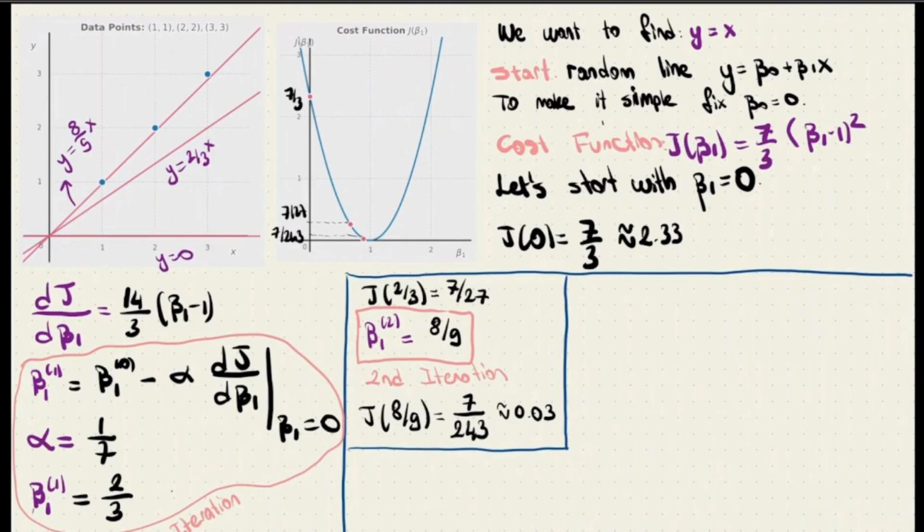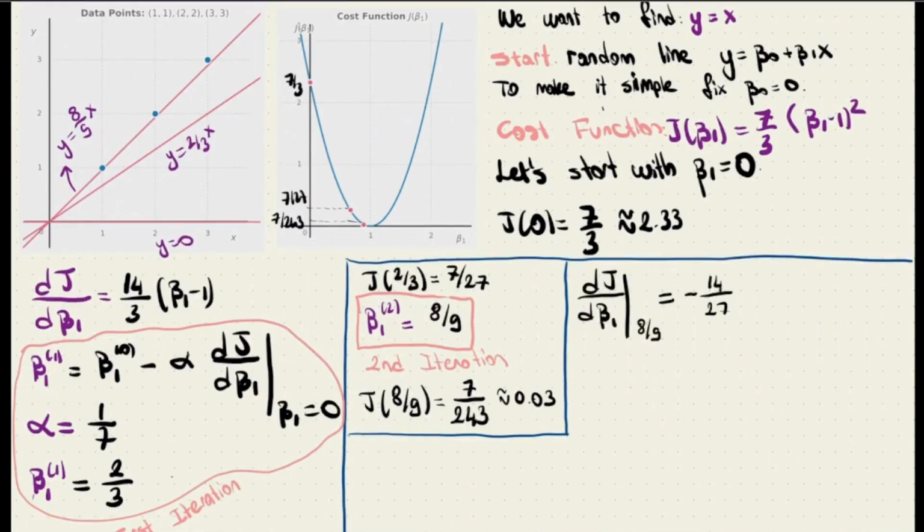Let's look at our cost function. Now our point moved here, but we still want to reach the minimum. So let's do one more iteration. The derivative of the cost function at 8 by 9 is minus 14 divided by 27. Now we calculate the next beta 1.